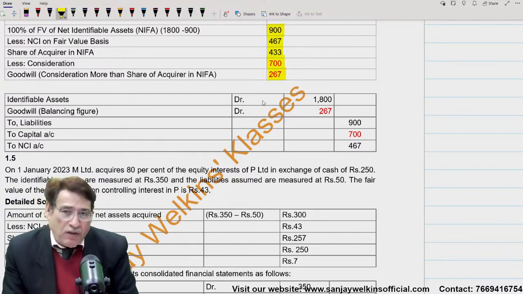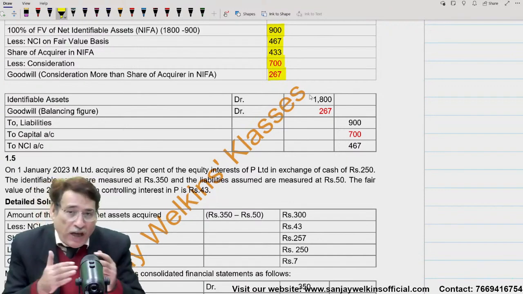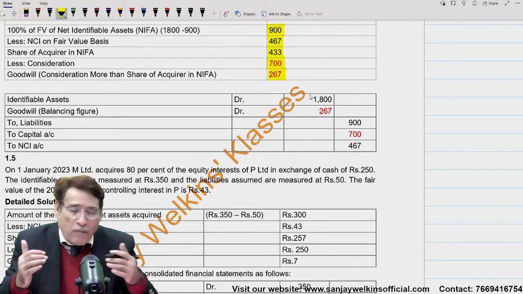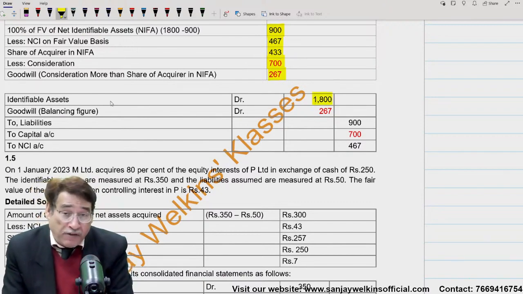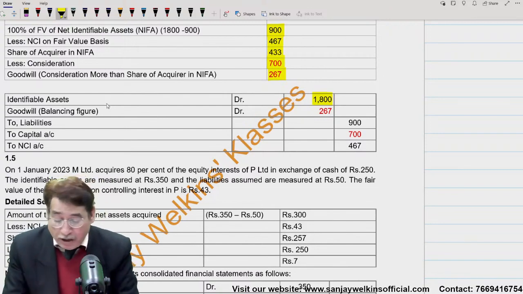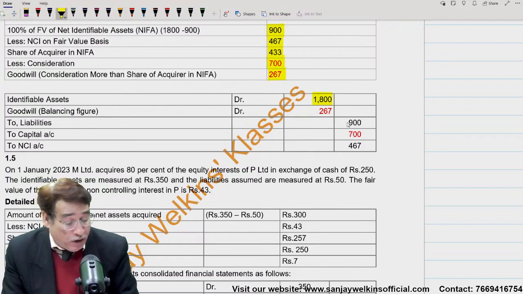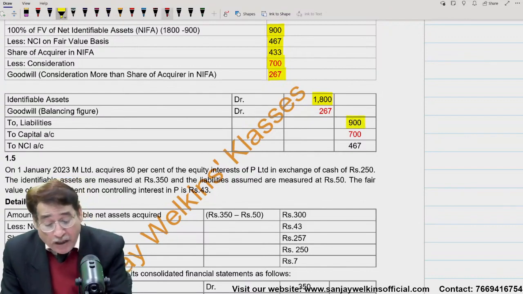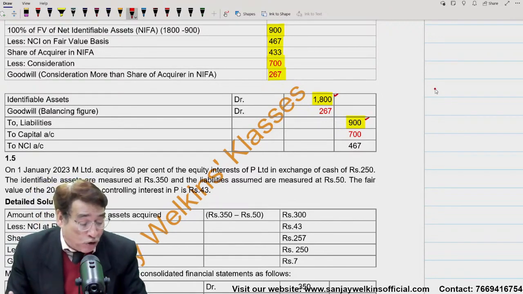Suppose in this case, if I ask you to pass the entry, see, there is a way to pass the entry also. Always, first of all, if assets and liabilities are given in a segregated manner, it is better to first of all write identifiable asset. Don't directly write net assets, because in this case, fair value of asset and fair value of liabilities are given separately. So you are going to first of all write identifiable asset 1800, and then identifiable liability 900. That means when I write 1800 and 900, indirectly it means I have so far recorded net identifiable asset to the extent of 1800 minus 900, 900.